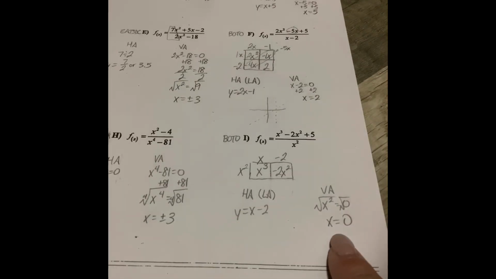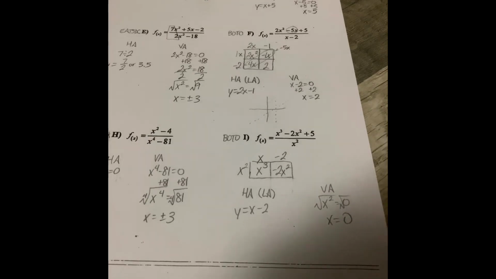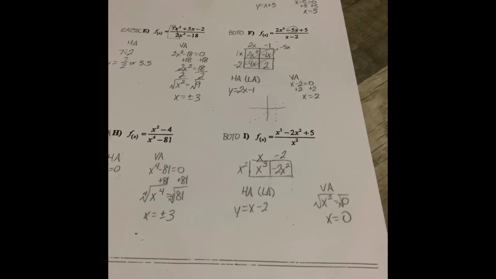When you're doing the vertical asymptote, x squared equals 0, this is the only time that's only going to give you one answer, because there's not a positive and a negative 0. It's just 0. So those are your asymptotes. That's how to help find them.